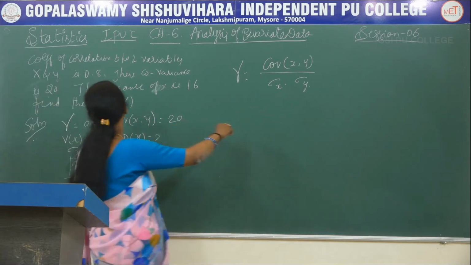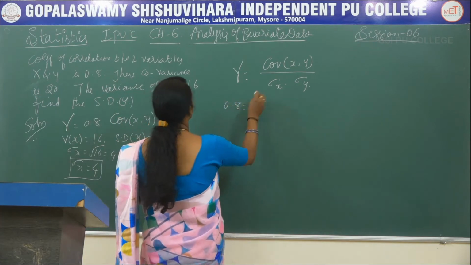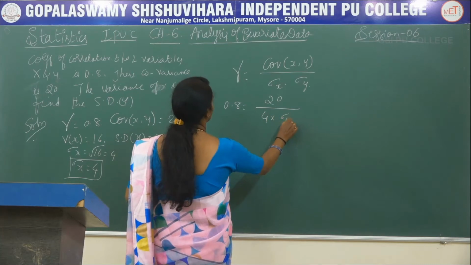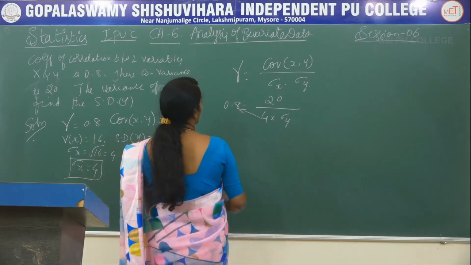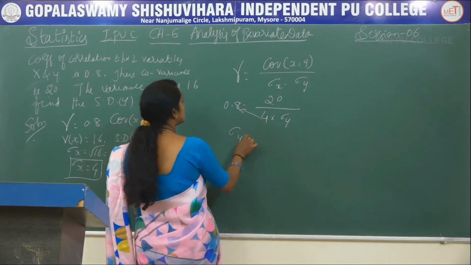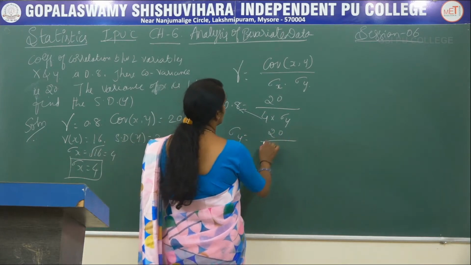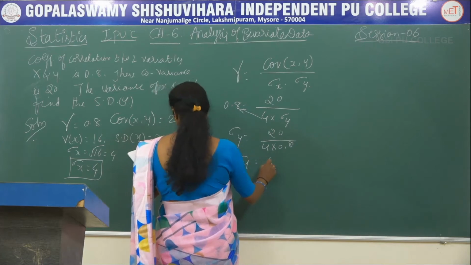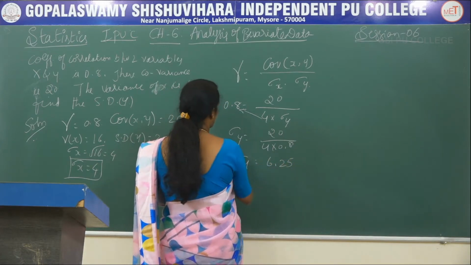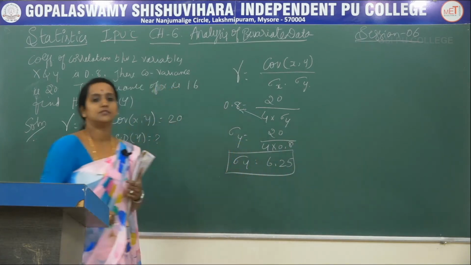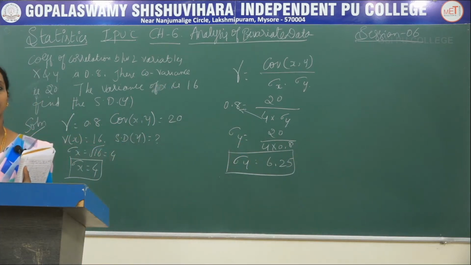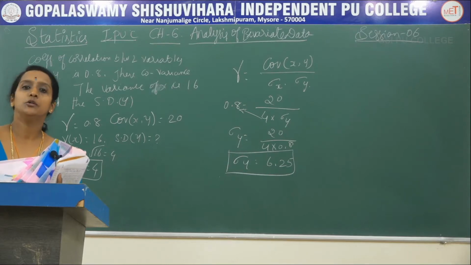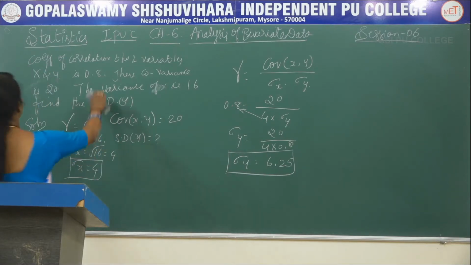Now substitute the values. 0.8 is equal to 20 divided by 4 into sigma y. Take the cross multiplication. Sigma y is equal to 20 divided by 4 into 0.8. So sigma y is 6.25. In examination you will get this type of problem for 2 marks. Okay, next one.